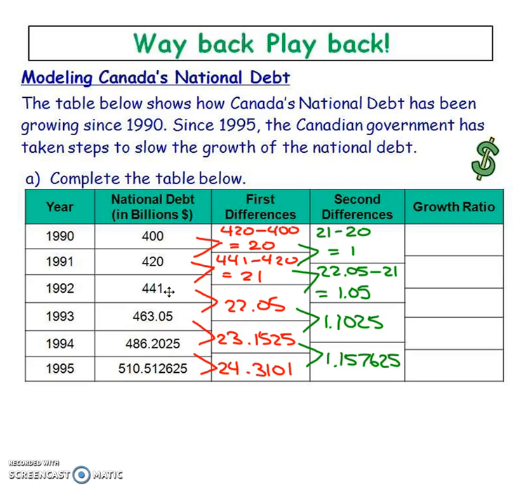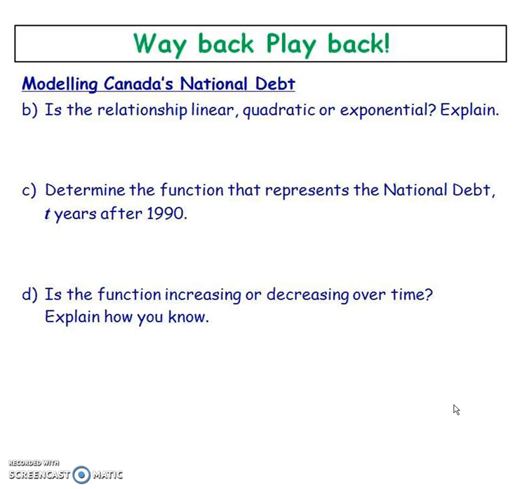So let's try to find the ratio. We have to figure out that ratio. Take the 420 divided by the previous one, and you're going to get that ratio. And if I do that for all of them, I actually get the same ratio. So since all of these are the same, I can conclude that it is an exponential function. So is the relationship linear, quadratic, or exponential? I already said that. It's exponential. So I showed you the work. Determine the function that represents the national debt, where T represents the years after 1990.